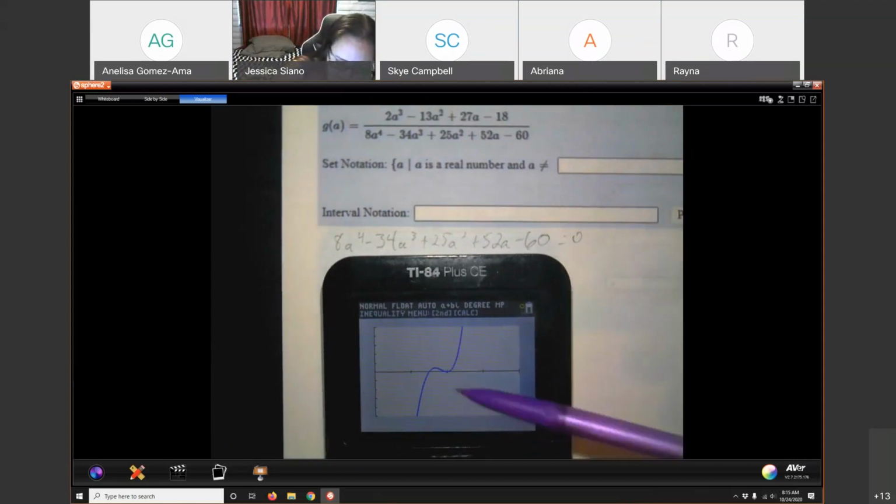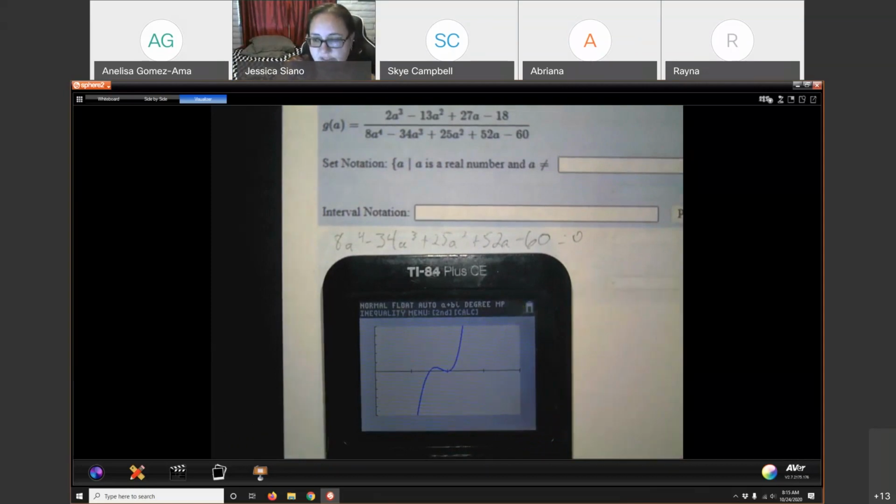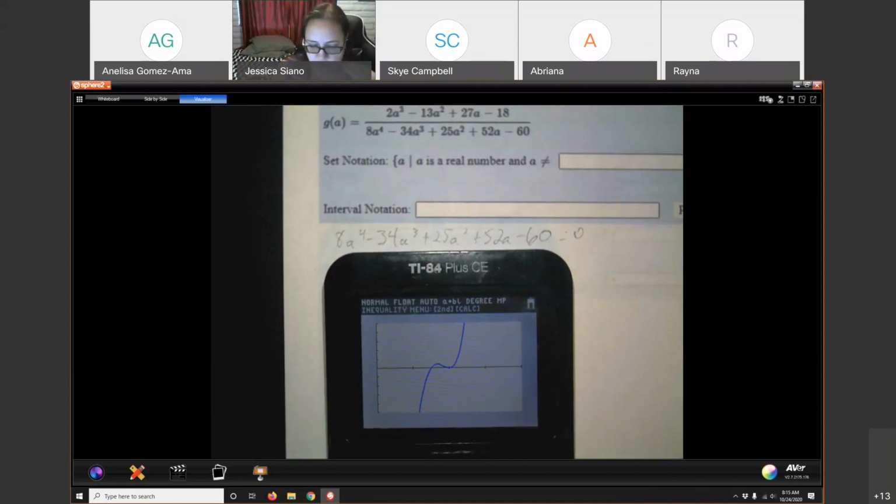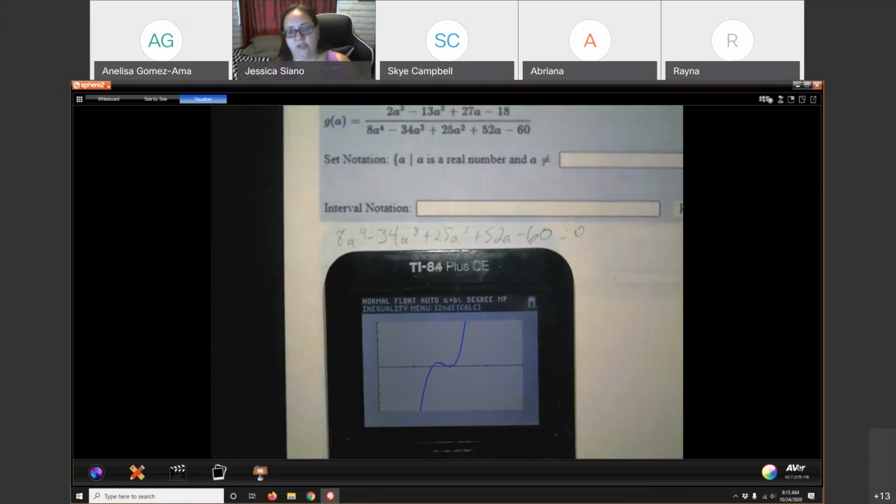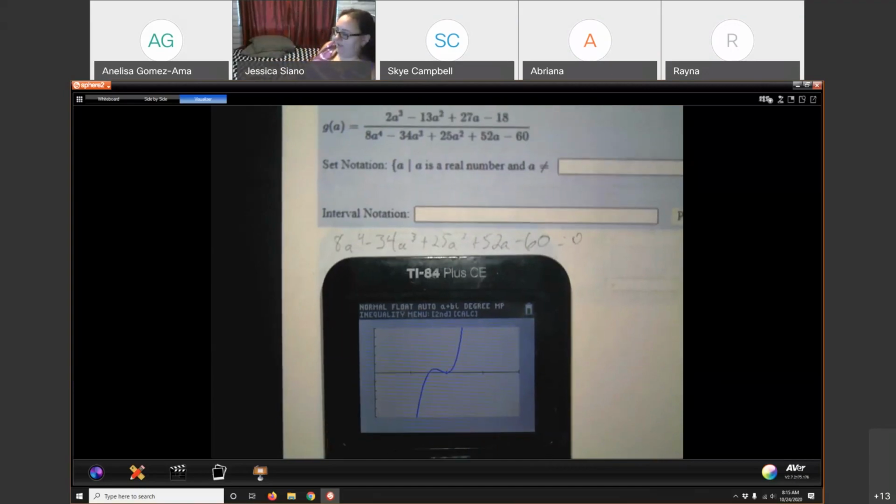Yep, that is a repeating root. So every time we have a bounce, remember, that means that we had a multiplicity of 2. So that means that we do have 2 as a root, and 2 happens twice.